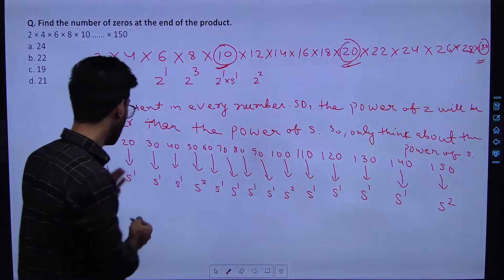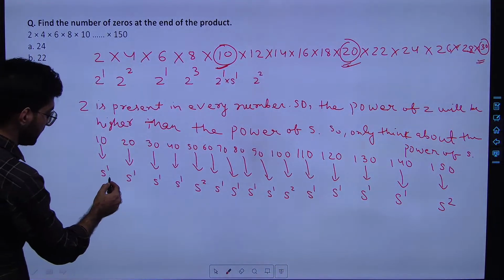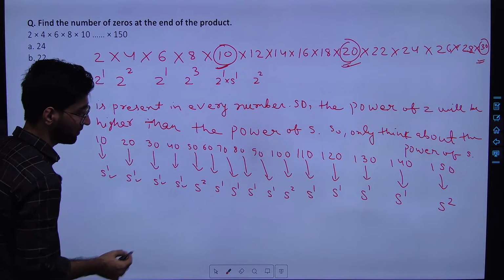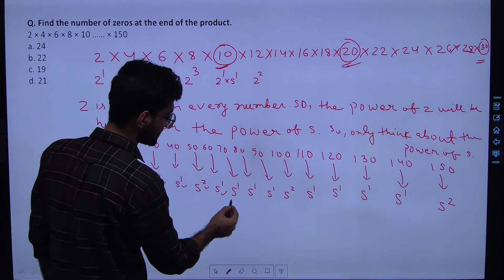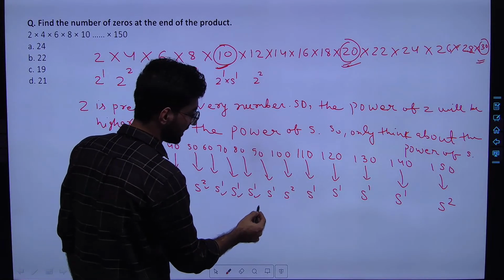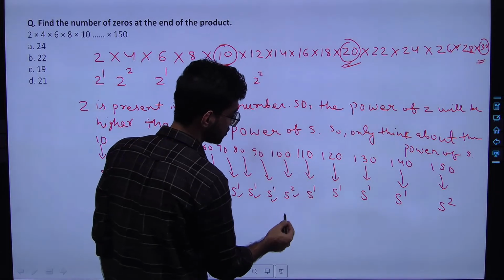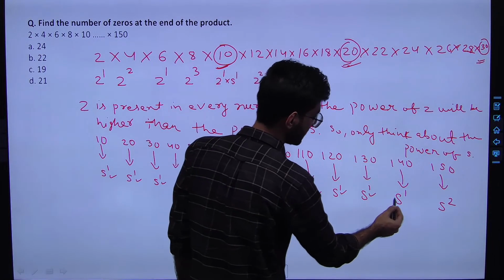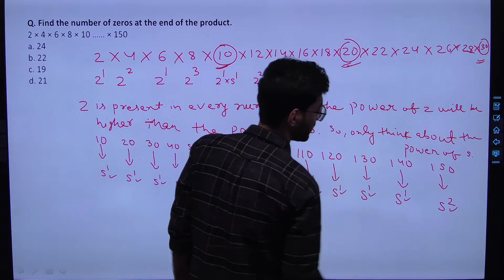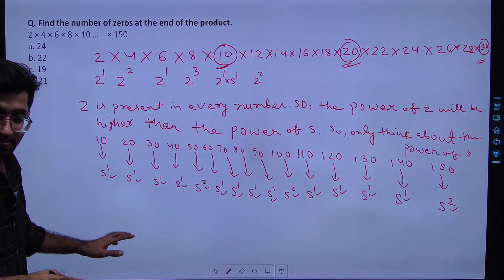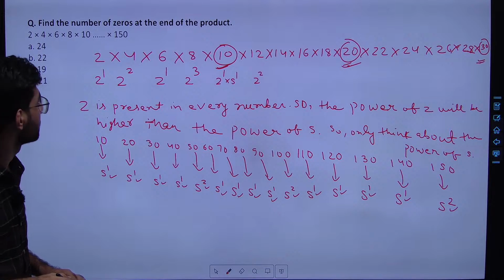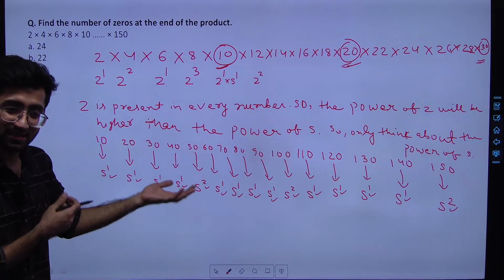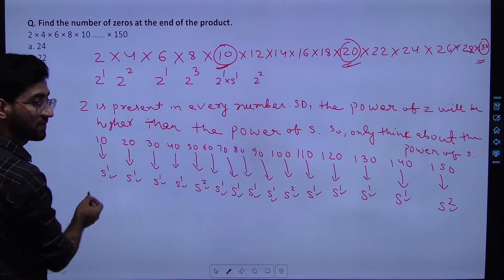Now we will have to add all the powers. So 1 plus 1 will be equal to 2. 2 plus 1 is 3. 3 plus 1 is 4. 4 plus 2 is 6. Plus 1 is 7. Plus 1 is 8. Plus 1 is 9. Plus 1 is 10. Plus 2 is 12. Plus 1 is 13. Plus 1 is 14. Plus 1 is 15. Plus 1 is 16. Plus 2 is 18. Did we do anything wrong? Okay. No. It may be that there is not a single correct option. It can be. Right?